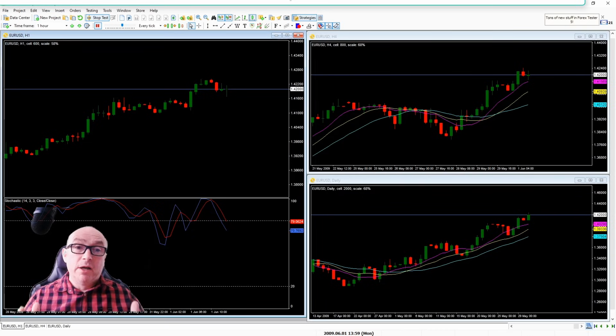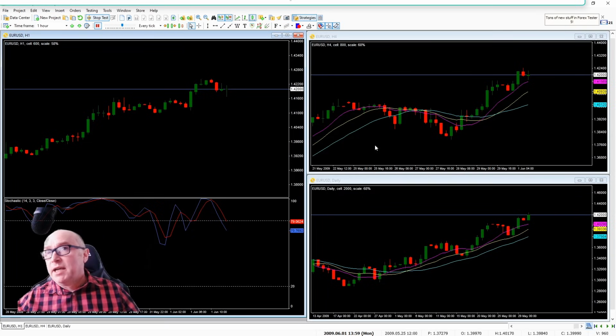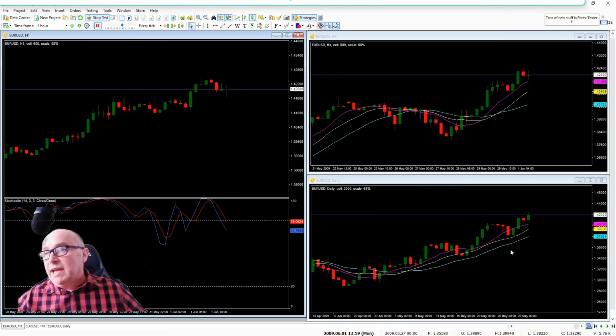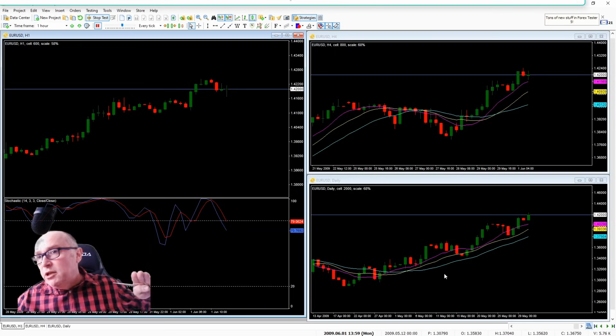higher time frame confirmation. So you see here on the chart, I've got the daily down here, I've got the 4 hour up here, and I've got a bunch of moving averages in here as well. These happen to be the 8, 13 and 21, but it's really not that important what the moving averages are. And you can see here at the moment, the trend is up.